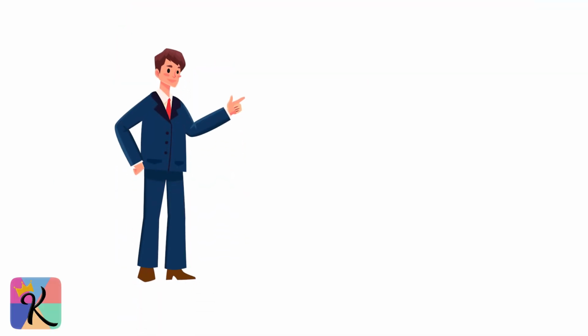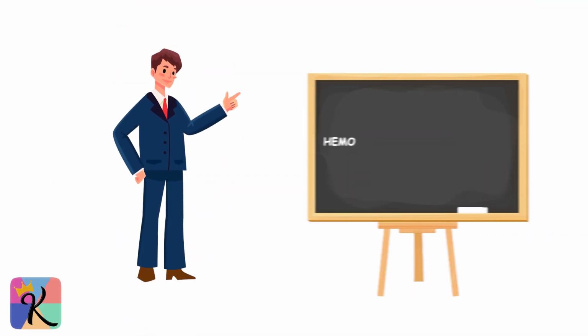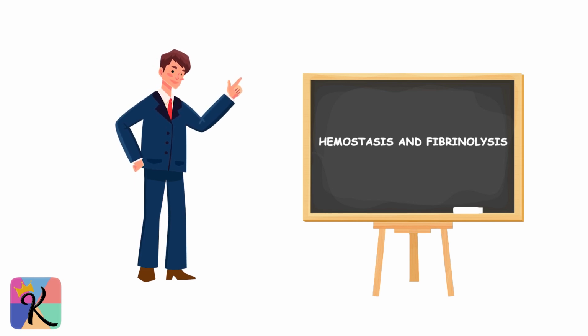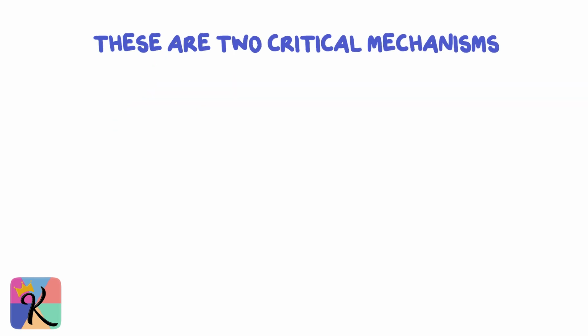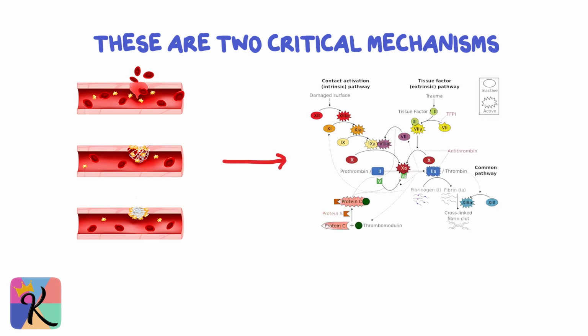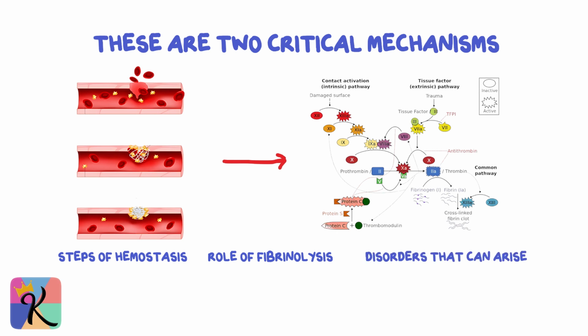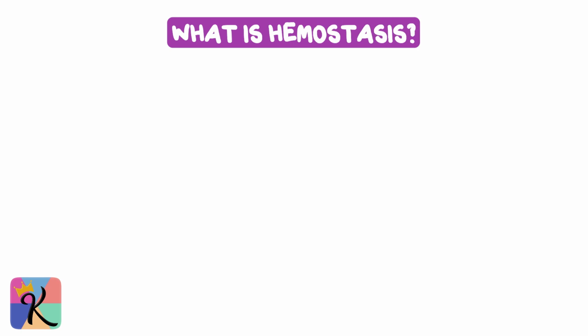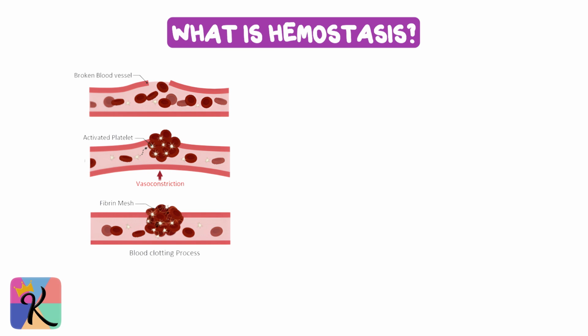Alright, so today we're going to explore the intricate processes of hemostasis and fibrinolysis. These are two critical mechanisms that our bodies use to control bleeding and maintain the delicate balance between clot formation and breakdown. In this video, we'll dive into the steps of hemostasis, the role of fibrinolysis, and the disorders that can arise when these processes go awry. Let's get started.